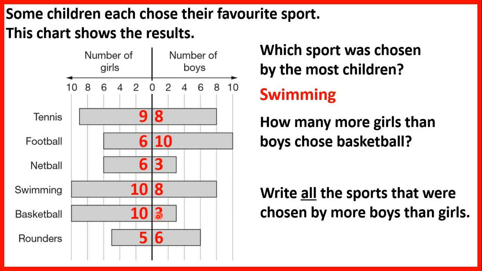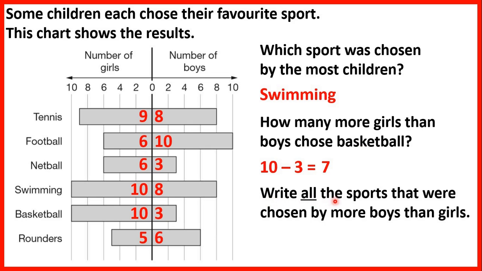So we can see that basketball was chosen by 10 girls and 3 boys. And the question says how many more, so we need to find the difference, which means we need to use subtraction. So 7 more girls than boys chose basketball.